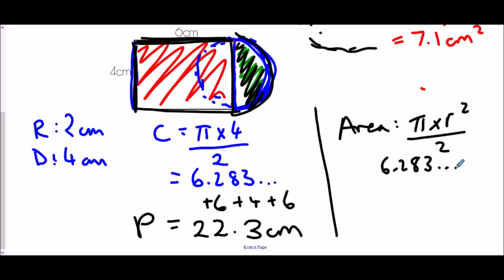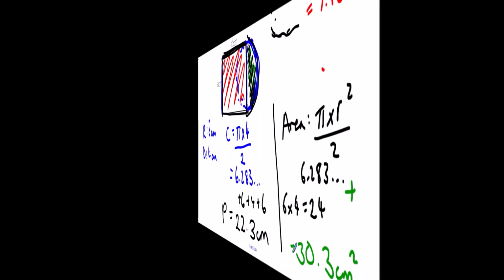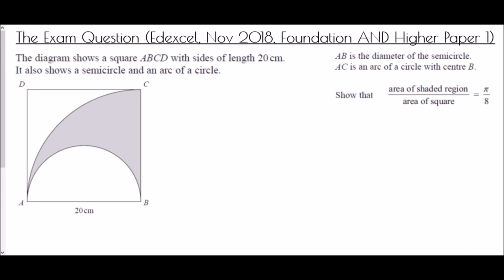And so that is the area of the semicircle. Then we need the area of the rectangle. And the rectangle, well, that would be 6 times 4, in this case 24 centimetres. What are you going to do with those 2 pieces? Well, you would need to add them together. So 6.283 plus the 24, well, that's going to be 30.3 centimetres squared.